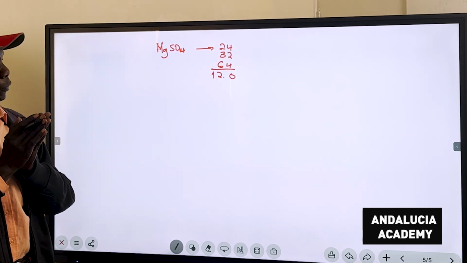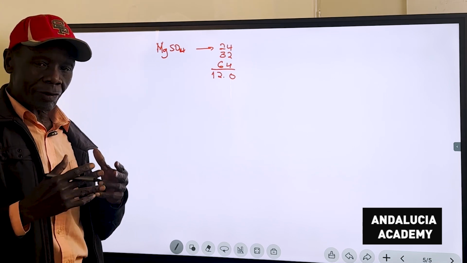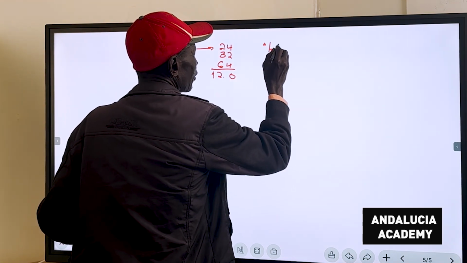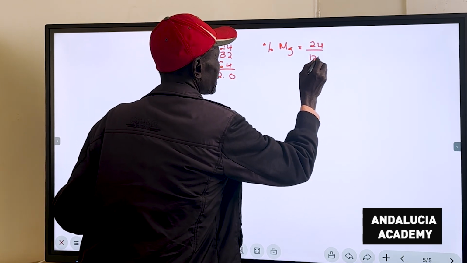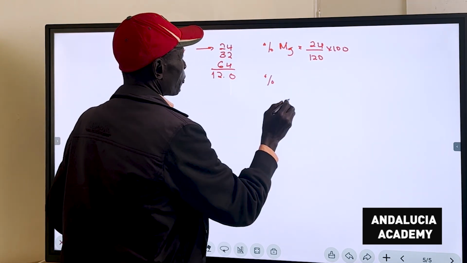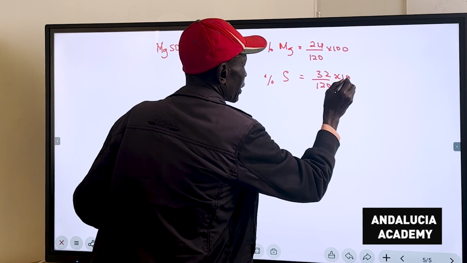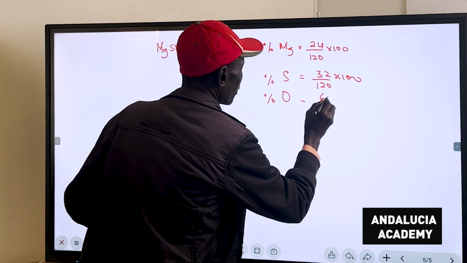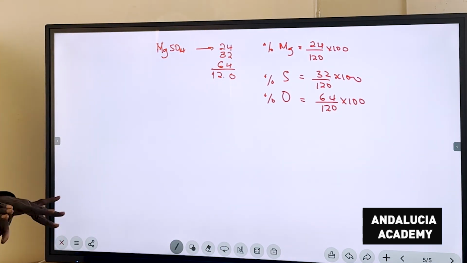Which means that if I took 1 mole of magnesium sulfate, they will weigh 120 grams. But what percentage of magnesium is present? So what is my mass of magnesium? 24. So I write percentage of magnesium will be mass of magnesium, which is 24 over 120 times 100. Then mass of sulfur, to get in percentage form, will be 32 over 120 times 100. And percentage of oxygen will be 64 over 120 times 100. Then you can go to your calculator and quickly get the percentages.